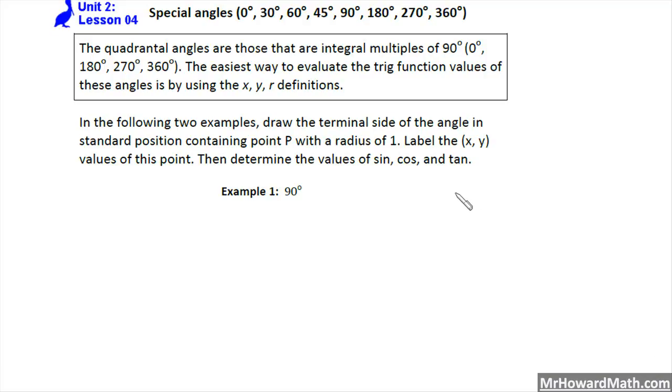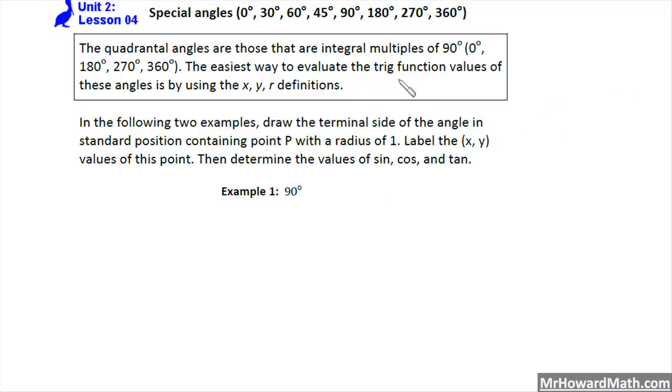In this video we'll be looking at special angles, so 0, 30, 60, 45, 90, 180, 270, and 360, and special triangles that come from these angles right here, 30, 60, 45, and 90. And important vocabulary here, quadrantal angles are those that are integral multiples of 90, so 0, 180, 270, 360. And if you draw a coordinate plane, they're just at the four corners.